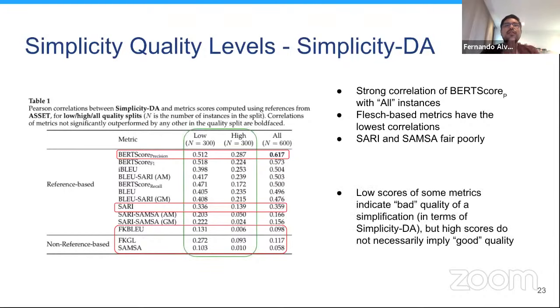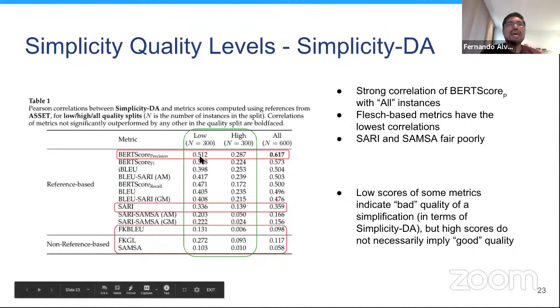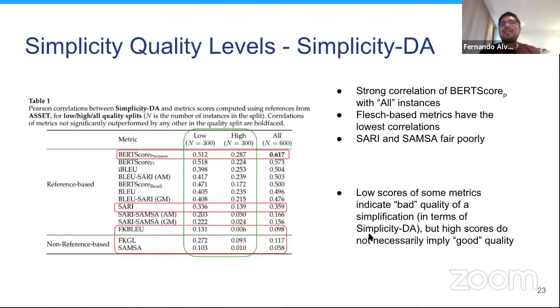Now, if we look at the groups in general, not just metrics individually, but low versus high, we can see that there is a decrease in the correlation compared to using all the instances. And we can see that in the low subgroup the correlation is higher than in the high subgroup. So what is that telling us? That low scores of some metrics indicate bad quality of the simplification in terms of simplicity DA, but high scores do not necessarily imply good quality.